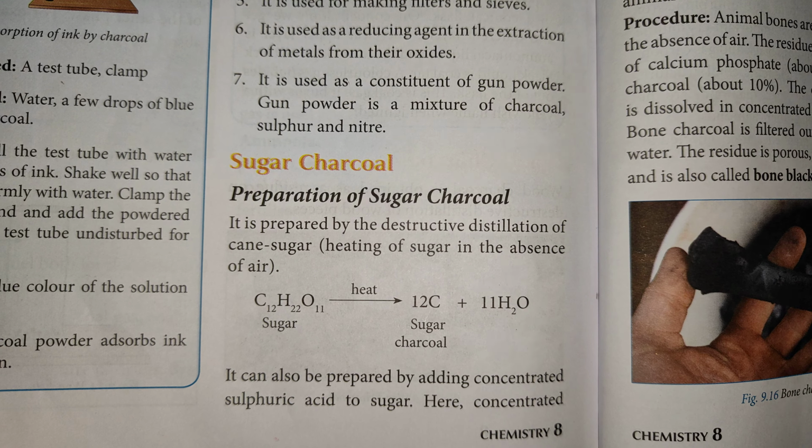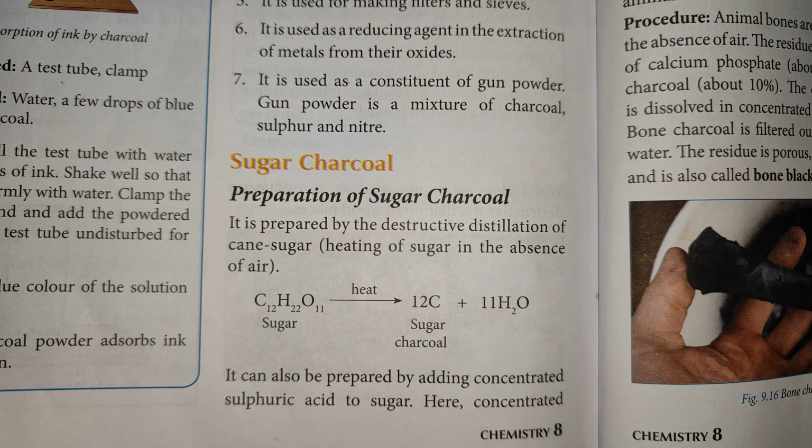And we know that calcium and phosphorus are the main minerals which are present in the bone. So the residue which we get on heating this bone in the absence of air is a mixture of calcium phosphate, which is around 90%, and bone charcoal will be 10% in that residue. Now this calcium phosphate is dissolved in concentrated hydrochloric acid, and then the bone charcoal is filtered out and washed with water.